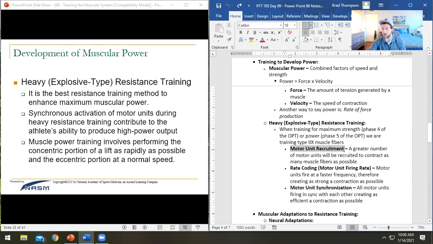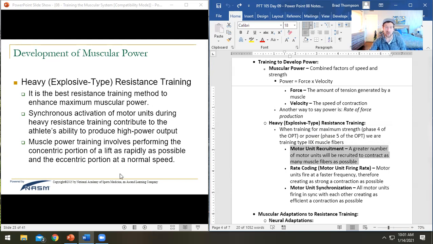We will develop more motor unit recruitment, which is really something you get super well from heavy lifting. Remember, a motor unit is one neuron and all of the muscle cells that it's triggering, right? If we can get a neuron to trigger more cells, that's going to give us a stronger contraction. Or if we have more neurons all working together, same thing. So a greater number of motor units recruited will contract as many muscle fibers as possible. You are going to develop that by lifting very, very heavy.